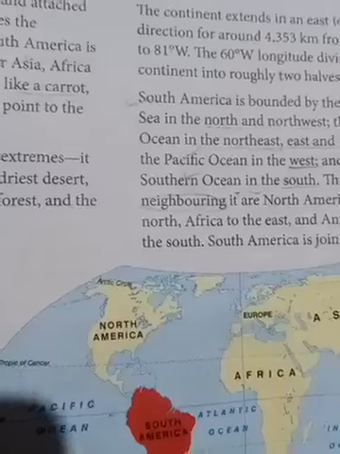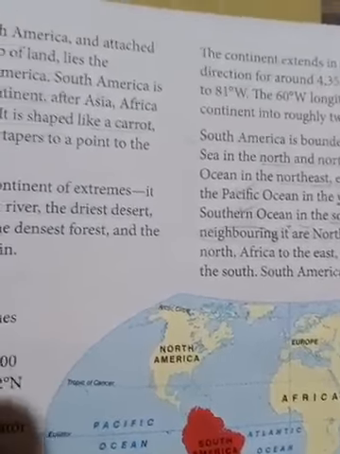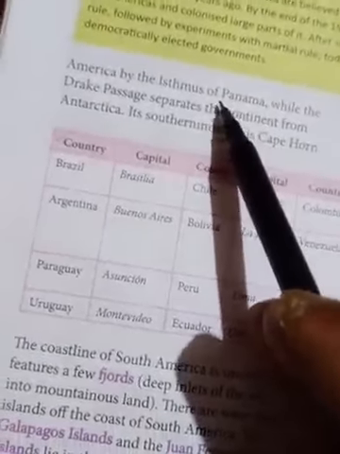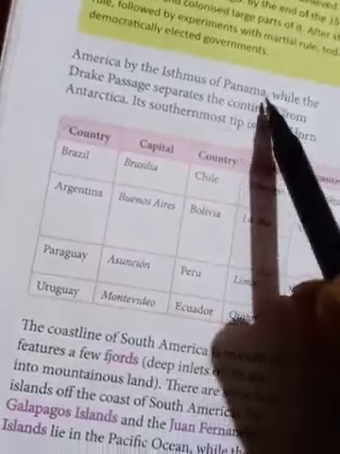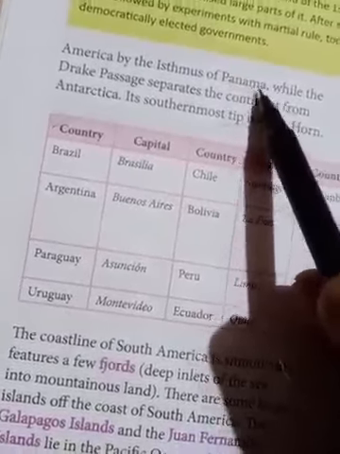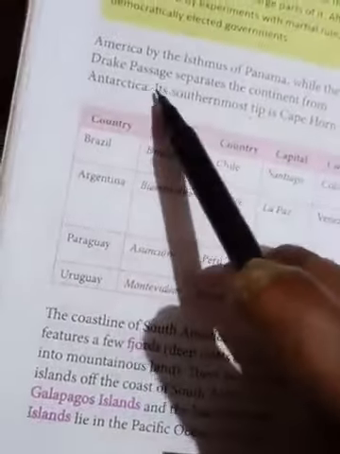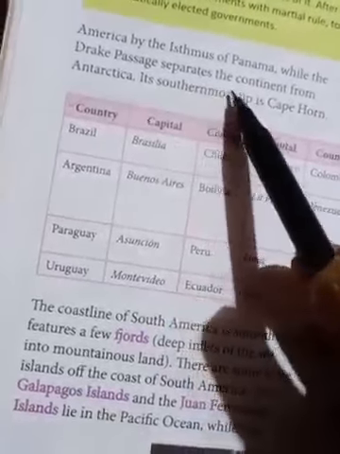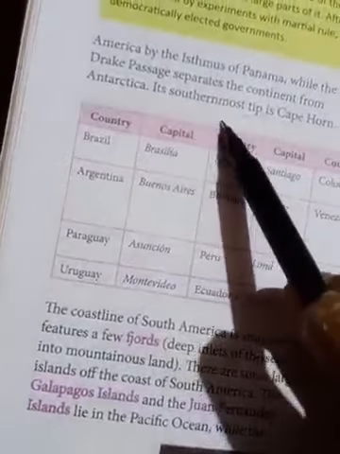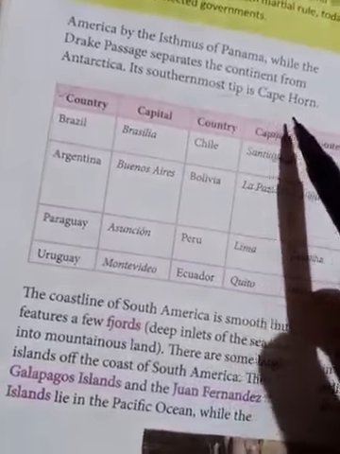South America is joined to North America by the Isthmus of Panama. Panama is joining South America to North America, while the Drake Passage separates the continent from Antarctica. Its southernmost tip is Cape Horn.